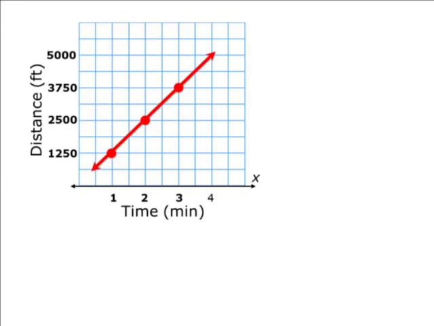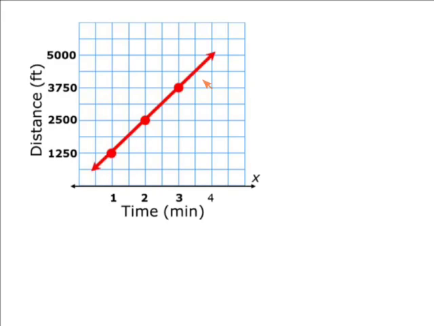So here's our graph. You can see there are no negatives. The reason there are no negatives is because you can't travel in a car at an amusement park in negative time. So obviously it's all positive. We have 1 minute, that's at 1,250. We have 2 minutes, that's at 2,500 feet. And 3 minutes is at 3,750.